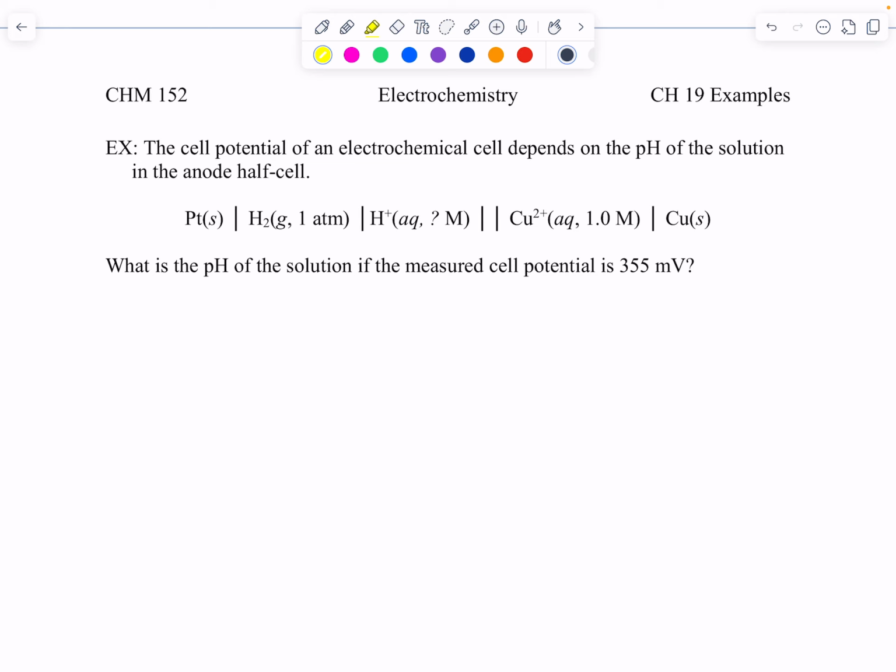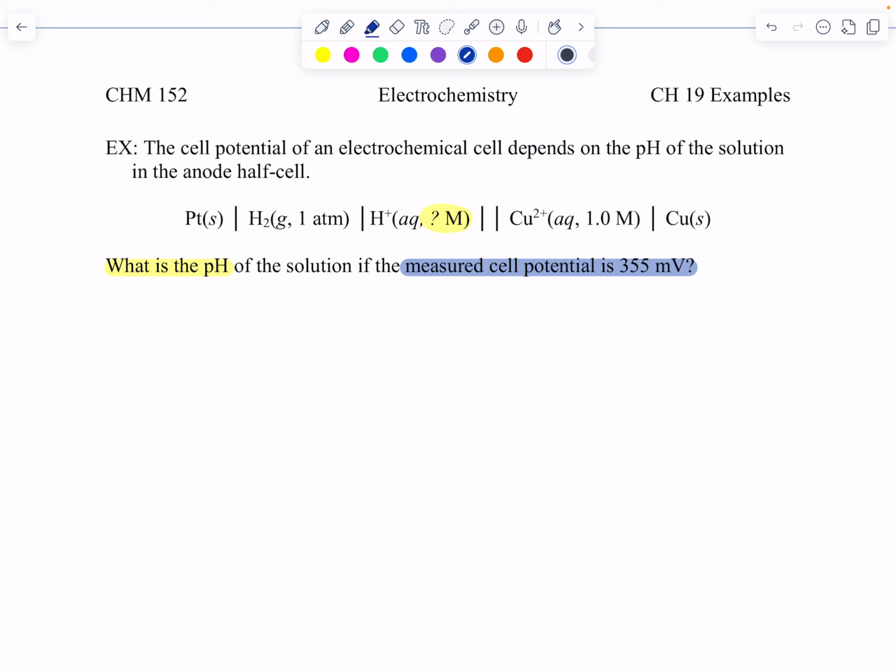All right, so we have a cell potential for an electrochemical cell that depends on the pH of the solution in the anode half cell. So you know the pH is in the anode, so that means H2 is oxidized. We have platinum, hydrogen gas, hydrogen ion, and there's our question right there. What is the pH of the solution at the measured cell potential? The measured cell potential is 355 millivolts.